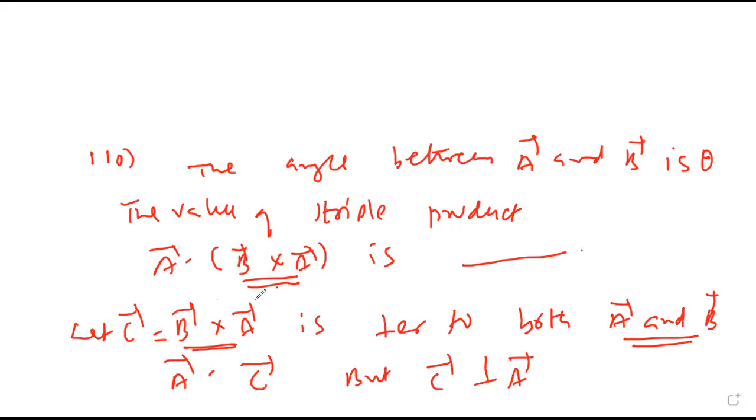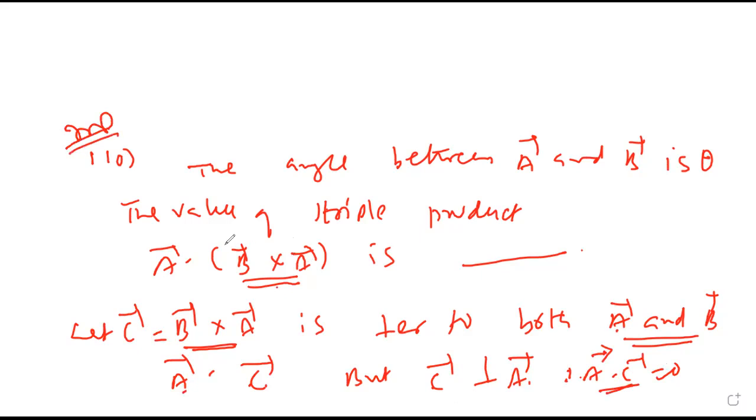B bar cross A bar, we named it C bar. C bar is perpendicular to A bar. So it will be A bar dot C bar, but C bar is perpendicular to A bar. So what is the dot product? 0. Therefore, A bar dot C bar is 0. This is also a very good sum.